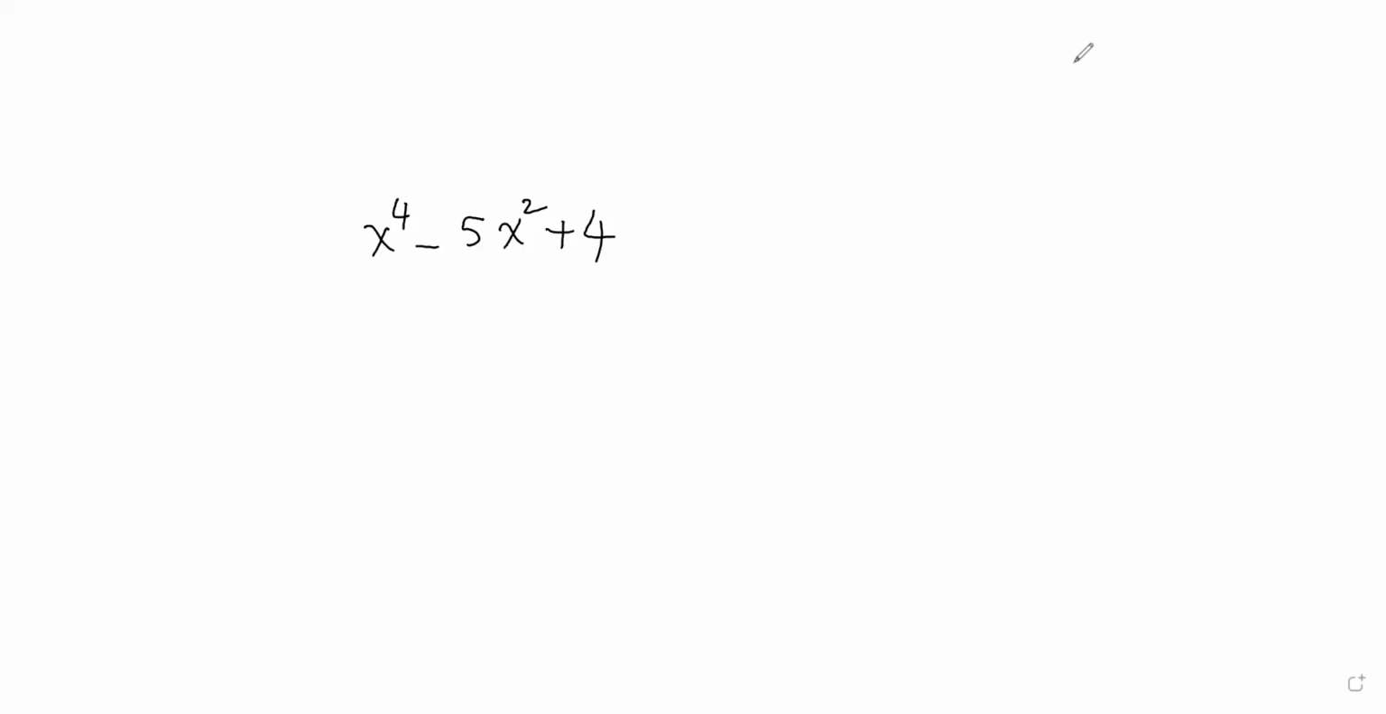Okay, so in this question, we have to factorize this, and then we can look at the choices to see which one is not a factor of this polynomial. So this is a quadratic-like polynomial, and the reason that this is quadratic-like is because this term is the square of x squared minus 5 times x squared plus 4.